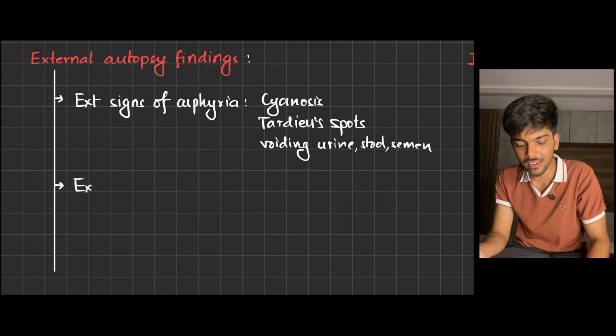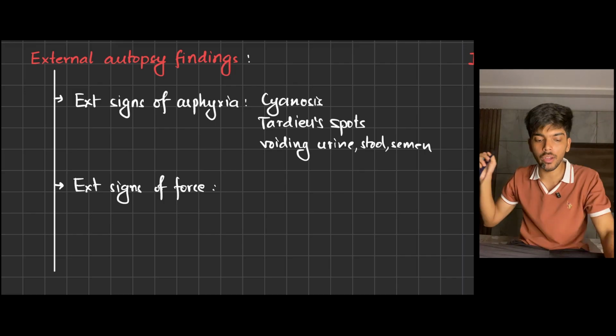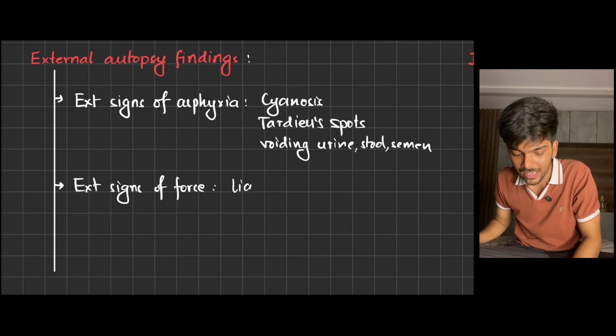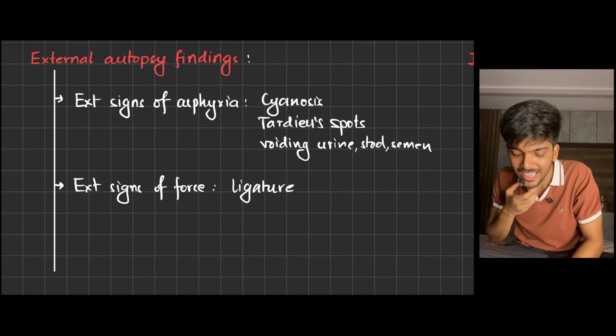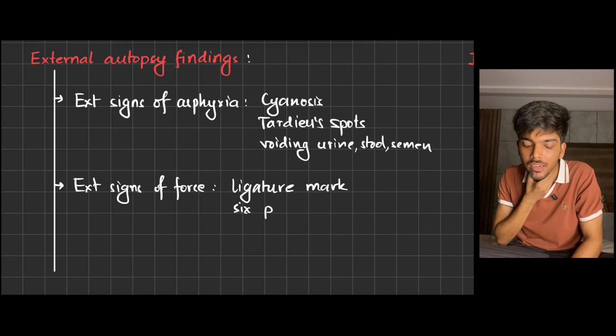Then you have external signs of force. If a ligature has been used to strangulate you, you're going to get a ligature mark. If hand has been used to strangulate you, you're going to get sixpenny bruise, sixpenny bruise.